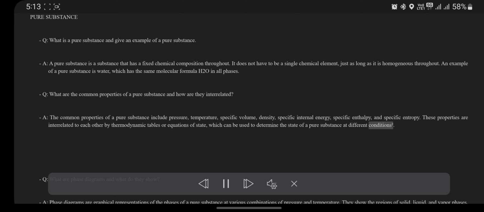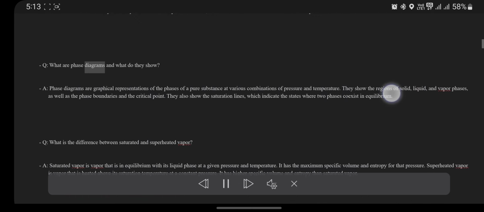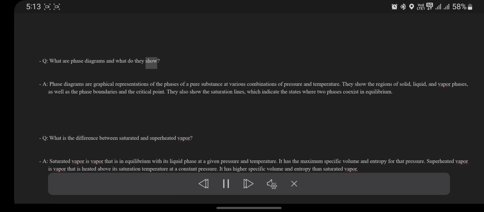Question: what are phase diagrams and what do they show? Answer: Phase diagrams are graphical representations of the phases of a pure substance at various combinations of pressure and temperature. They show the regions of solid, liquid, and vapor phases, as well as the phase boundaries and a critical point. They also show the saturation lines, which indicate the states where two phases coexist in equilibrium.